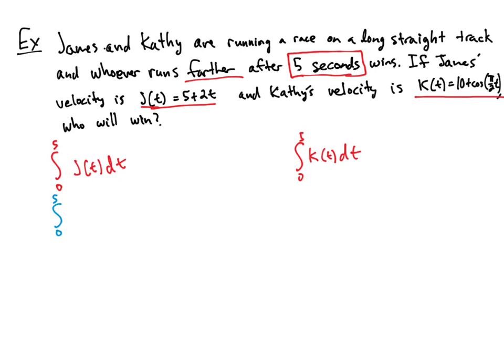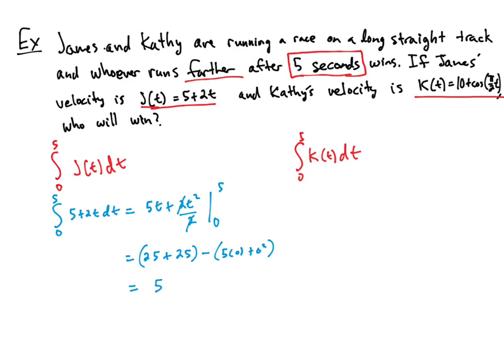We'll say 0 to 5 for James, which is 5 plus 2t dt. That'll be 5t plus 2t squared over 2 using the power rule. So those 2's can cancel out. That's going to be from 0 to 5. So we have 5 times 5 is 25, plus 5 squared is 25, minus, evaluating everything at 0. The second set of parentheses is just 0, so we have 50 over here. So James has gone 50, and I don't know if we even have a unit, but feet makes sense, I guess.